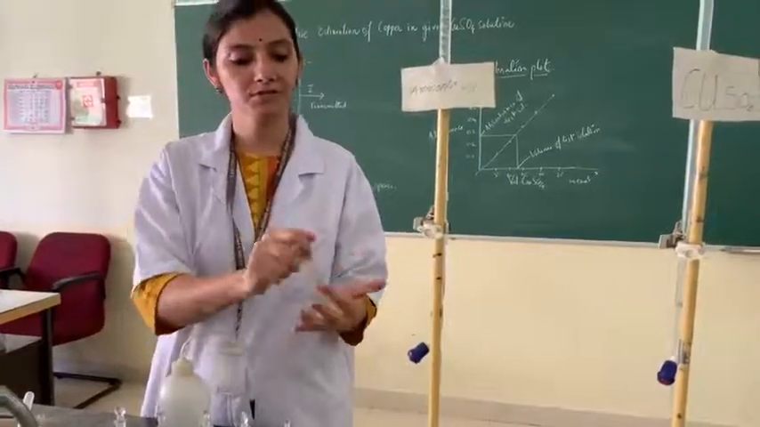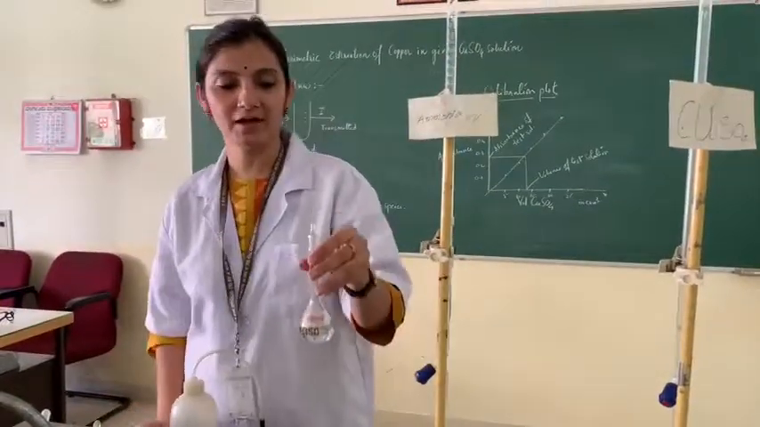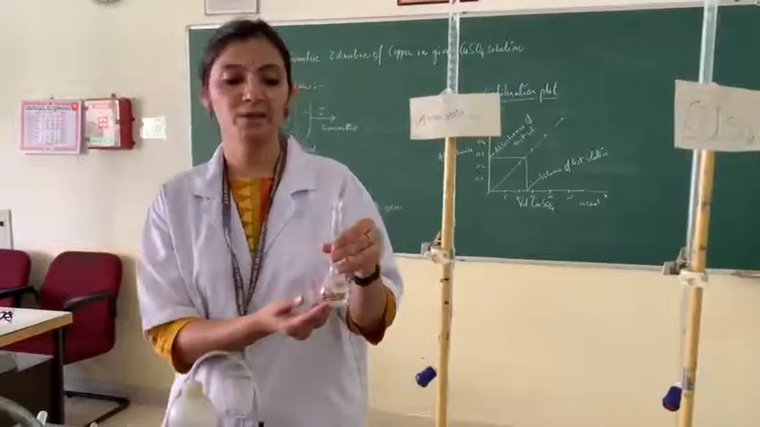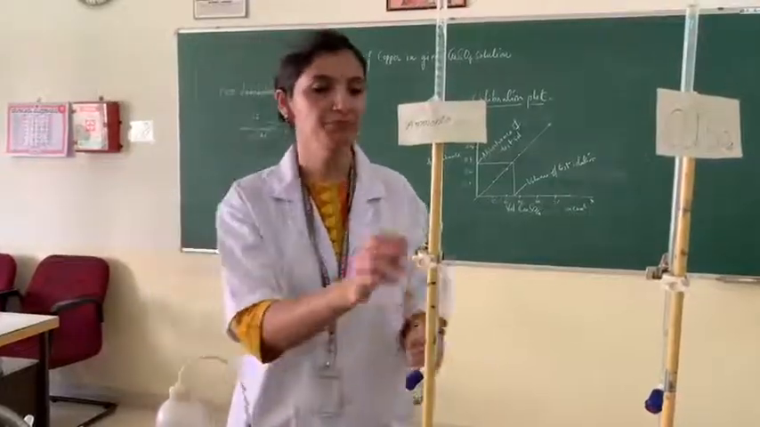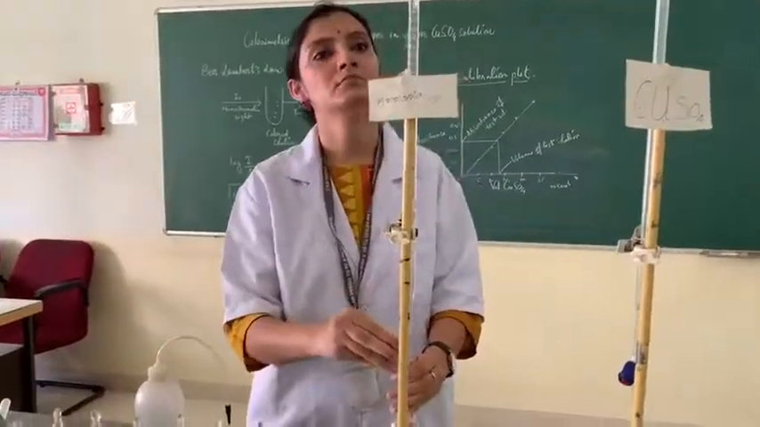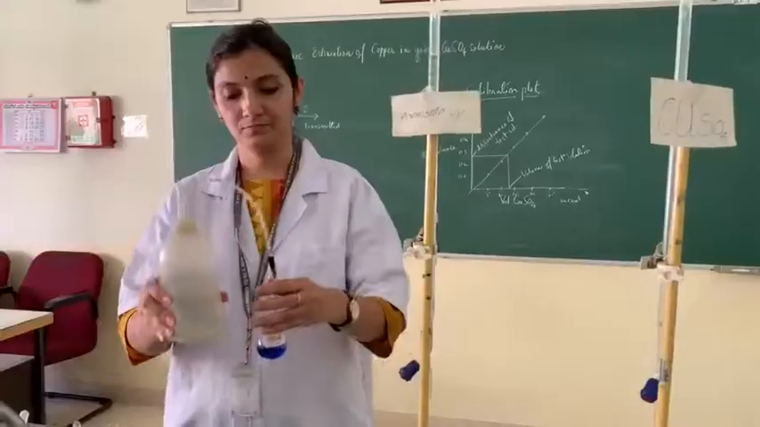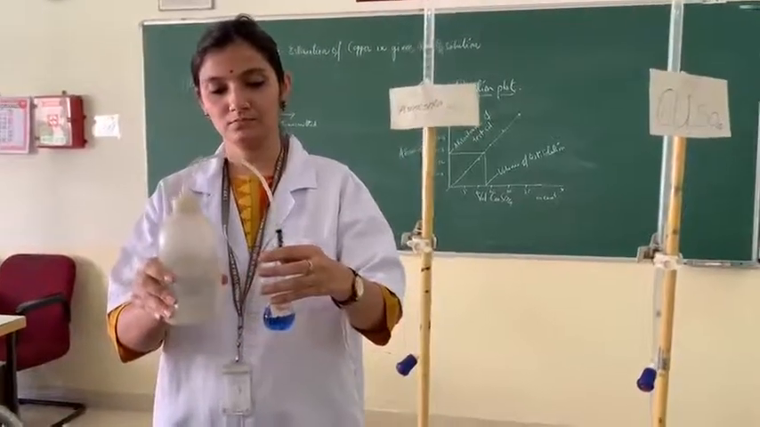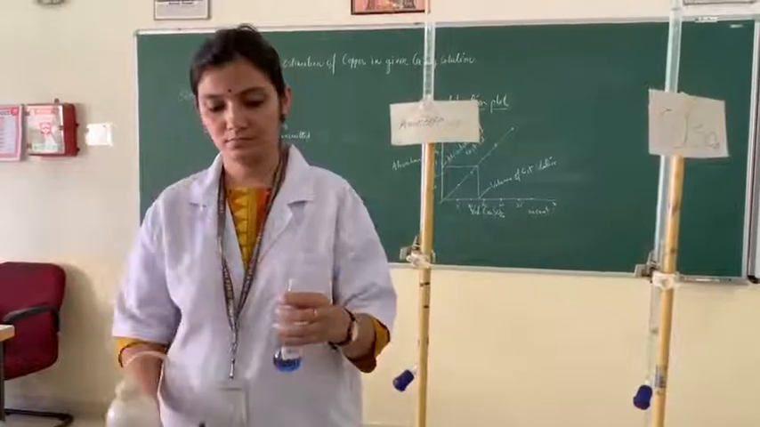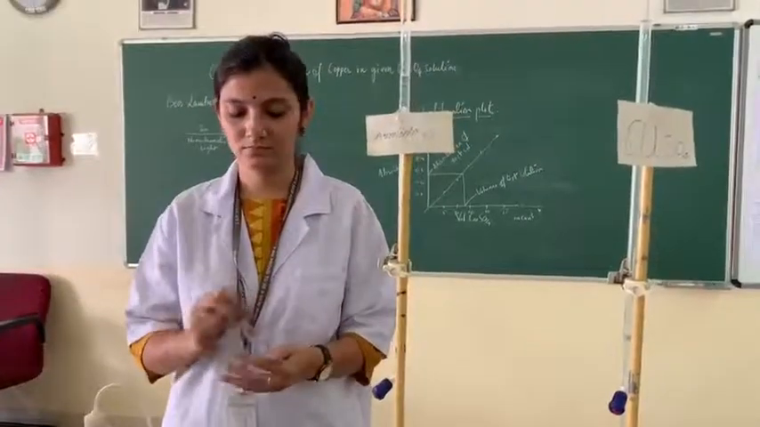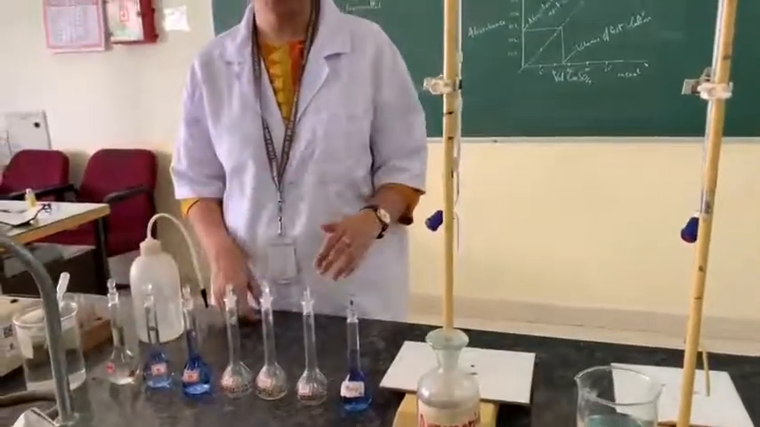And now your blank solution is ready. And the remaining 7th volumetric flask, which is labeled as test solution, where we have provided you an unknown volume of copper sulfate. To this, you need to add 5 ml of ammonia and the rest water. So that is the first part of this experiment, to prepare the standard solution.